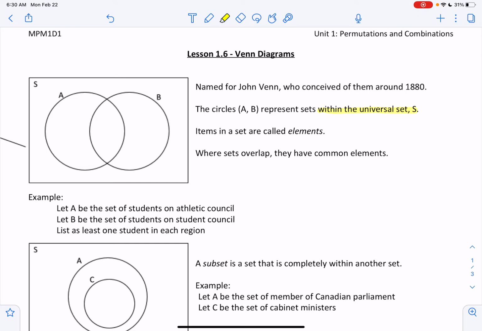Now, all of the items within these sets are called elements. And then where our two sets overlap, they have common elements. So these are all of the elements that set A and set B share.